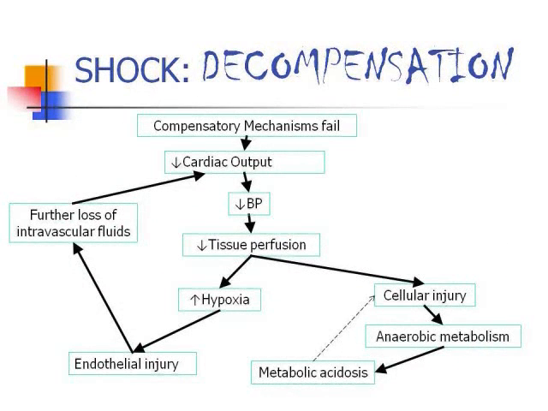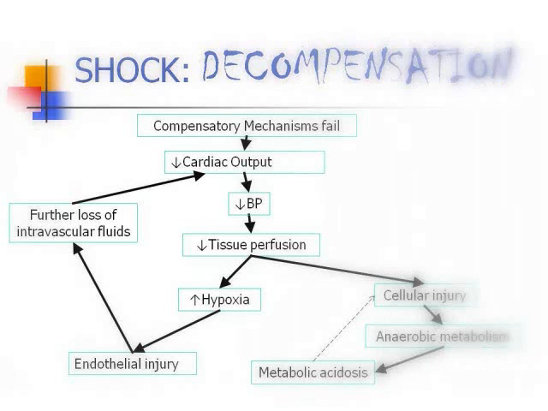Now what if this doesn't work? What if the heart's too weak and it can't get stronger and it can't beat faster? Or we don't have enough blood volume to be able to adequately constrict and make up the difference. We end up with decompensation. So there's a drop in cardiac output. And if we follow the left-hand circle, there's a drop in blood pressure, drop in tissue perfusion.